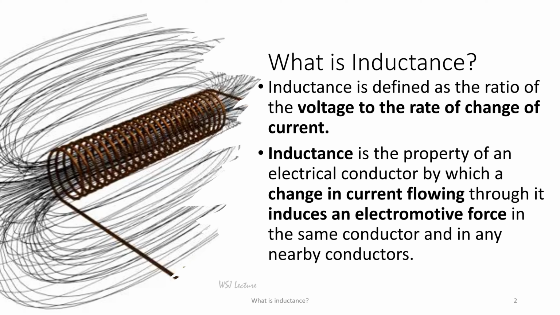Inductance is the property of an electrical conductor by which a change in current flowing through it induces an electromotive force in the same conductor and in any other nearby conductors. So this is an inductor. Basically, an inductor is a wound coil. So when a change in current is flowing through this inductor, an electromotive force will be acting on the same conductor as well as the conductors which are nearby.